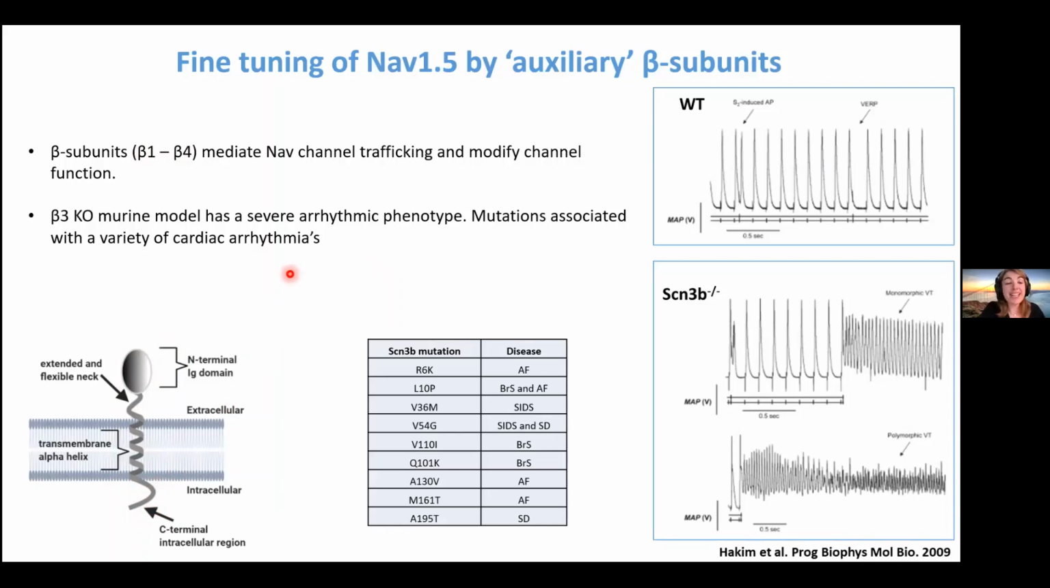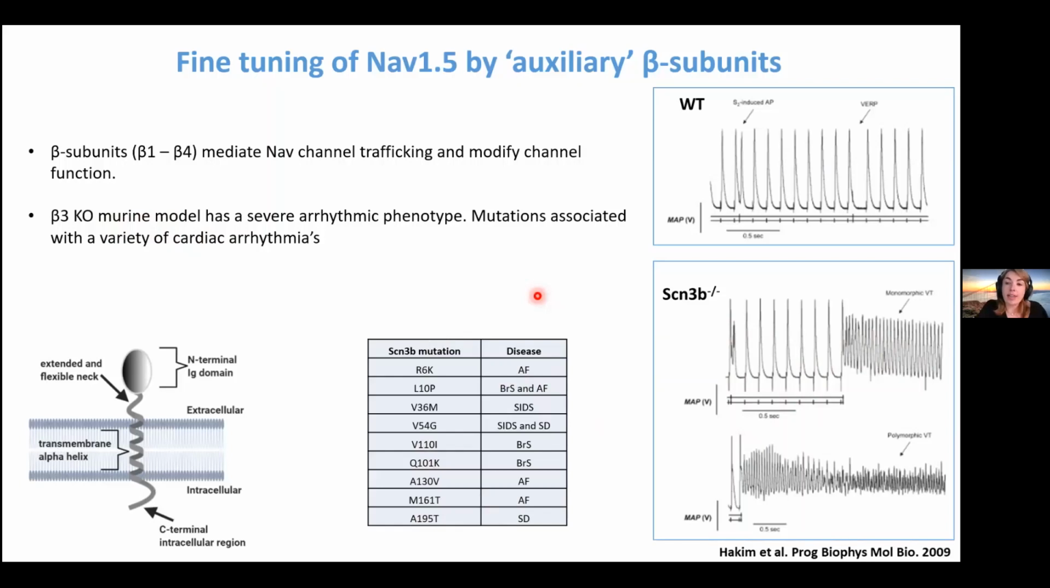We've been particularly interested in the beta 3 subunit for a number of reasons, but one key one is that its knockout in a murine model produces a severe arrhythmic phenotype. And indeed, mutations throughout the beta 3 subunit are associated with a variety of diseases, including atrial fibrillation, Brugada syndrome, and sudden death.